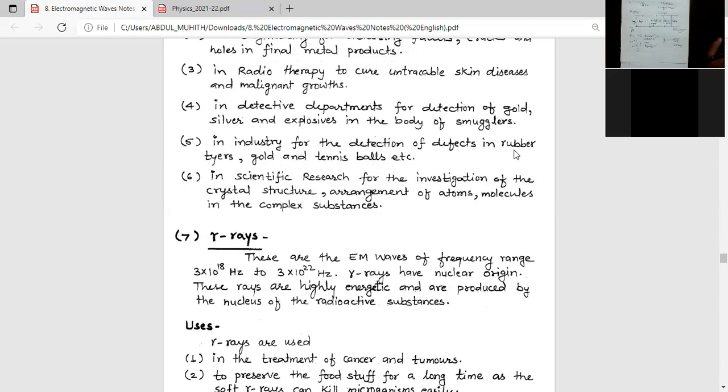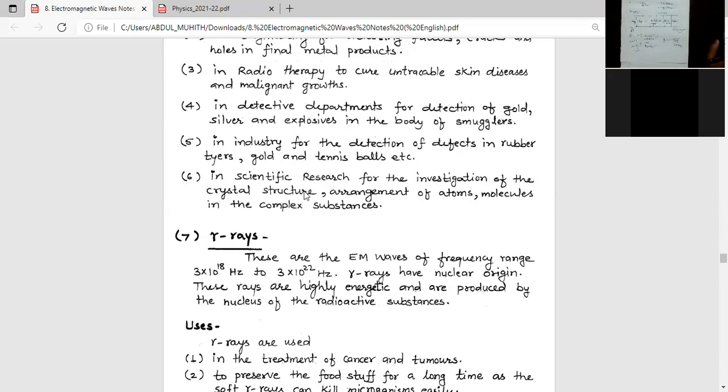In industry, X-rays are used for detection of defects in rubber tires, gold, and tennis balls. Suppose there is any crack inside the tire or a gold gap, like sometimes it will look like a bangle outside, but inside nothing is there, like hollow. That can be detected, as can cracks in the metals, using X-rays.